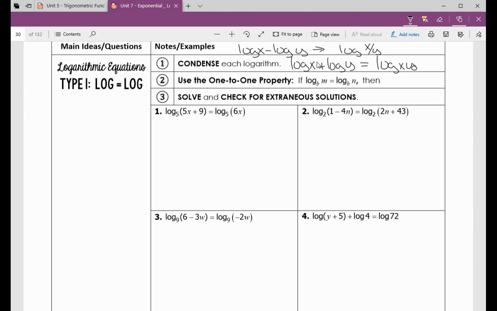Now, once we condense, if we need to, because sometimes you don't have those scenarios, once you get a logarithm equal to a logarithm, then you're going to set the m value equal to the n value. Whatever it is, that's what you're going to do.